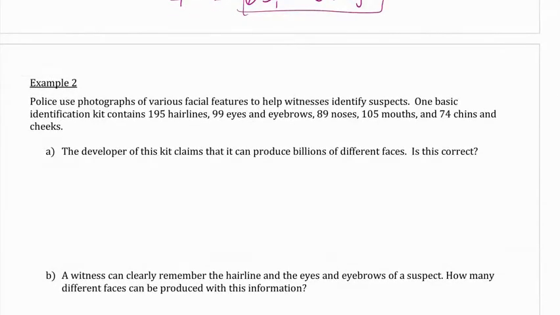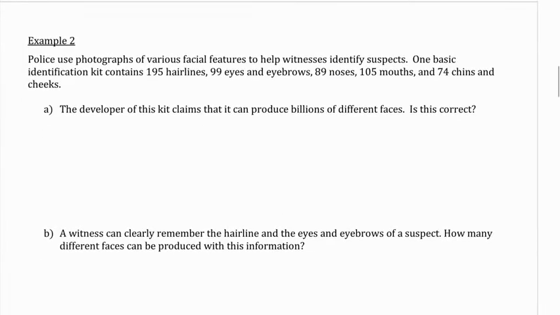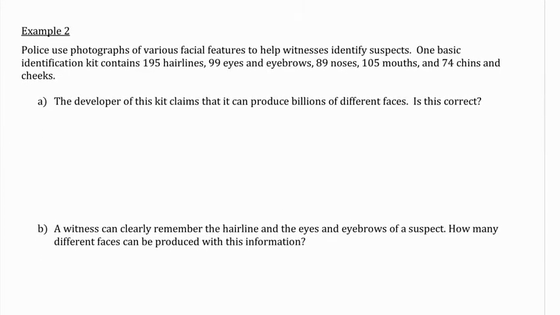All right, next one. Same kind of idea. This time we're going to talk about police using photographs of various facial features to help witnesses identify suspects. One of these identification kits comes with 195 different hairlines, 99 eyes and eyebrows, 89 noses, 105 mouths, and 74 chins and cheeks. The developer of this kit claims that it can produce billions of different faces. So we want to find out, is this correct?